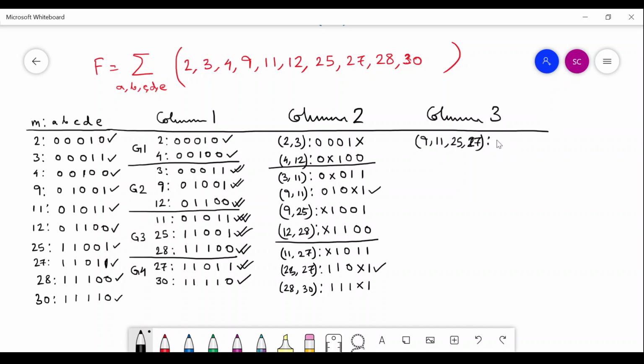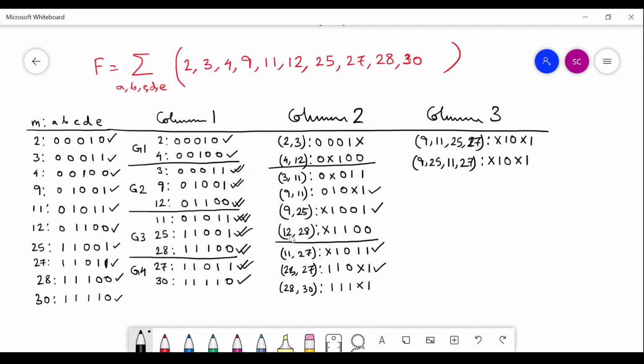and this becomes x 10 x1, x10 x1. These two can combine with 28 30? Let's check. No, it cannot combine with 28 30 because more than one bit is changing apart from this x position. So 9 and 25, the first position is x, 11, 27, the first position is x. Can they combine? Look carefully. Yes, they can combine because only one bit is changing among the other bits. So 9, 25, 11, 27, and you have x10 x1, x10 x1.